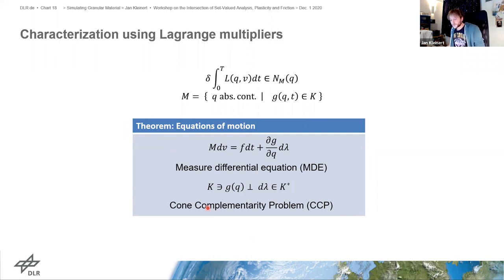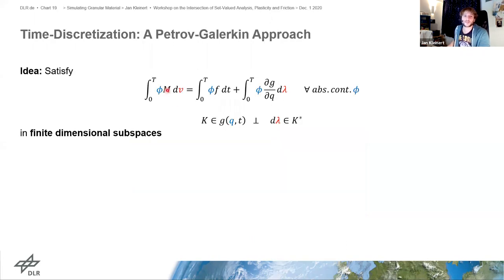Okay, so we want to solve this numerically. And to do so, we have to discretize this problem in time. And we've already seen that the measure differential equation is just a shorthand notation for a weak form. So we can actually look at what the finite element people are doing, right? They have a partial differential equation, they multiply it by some test functions, integrate over it, get a weak form, and then they try to satisfy this weak form in finite dimensional subspaces. And the idea is, let's do the same thing here. So we'll just take our weak form and try to satisfy it in finite dimensional subspaces.